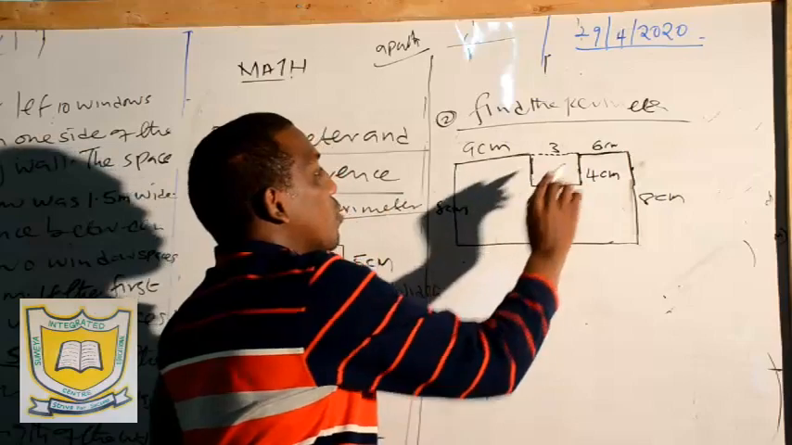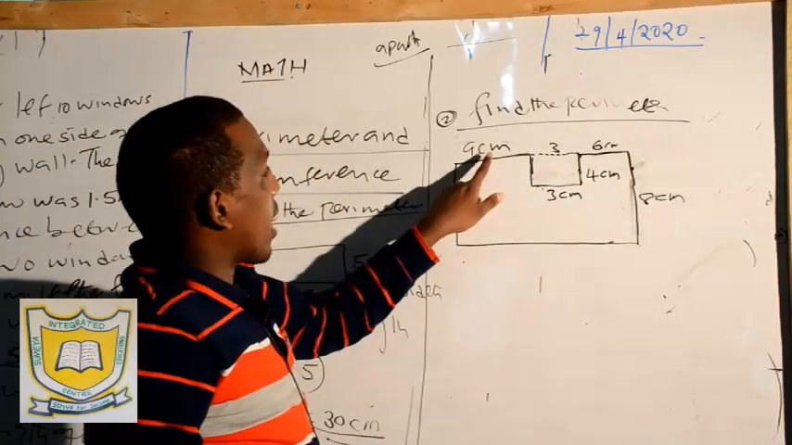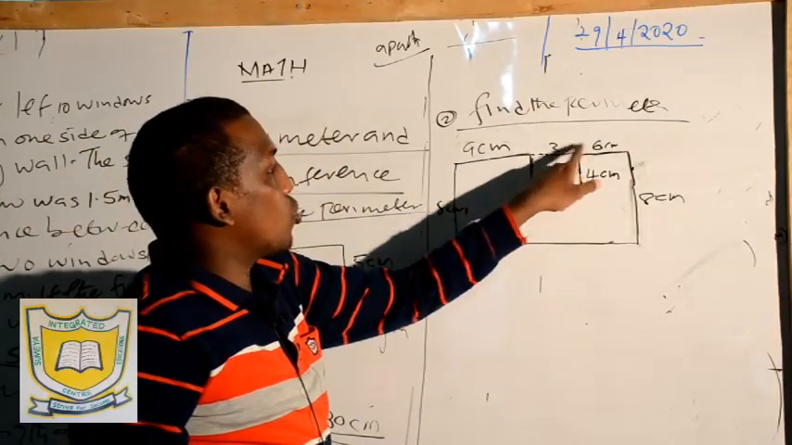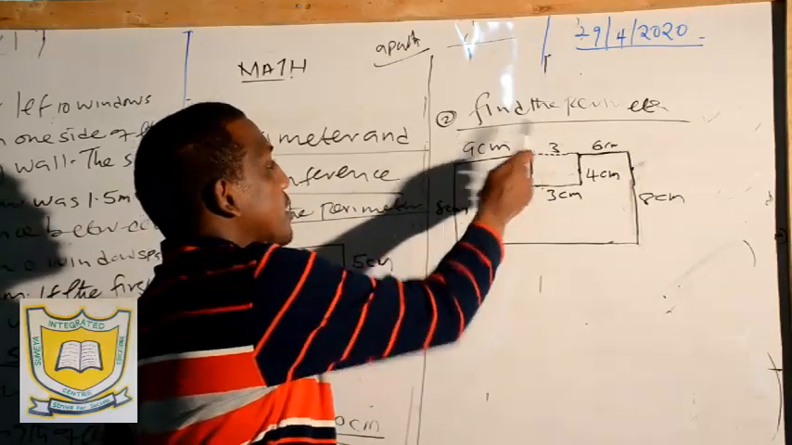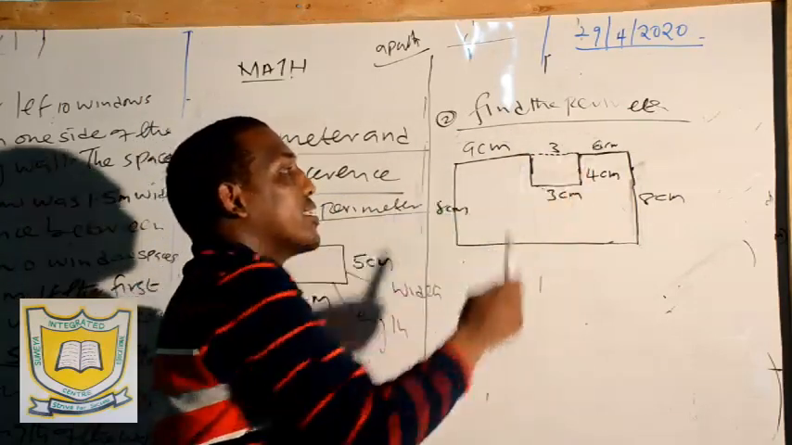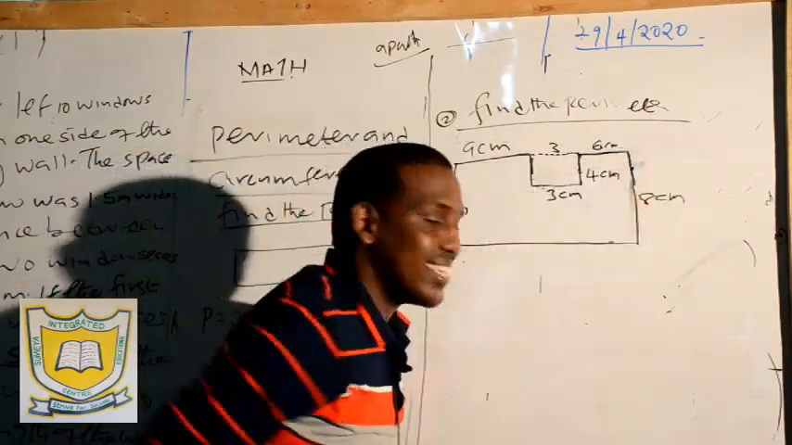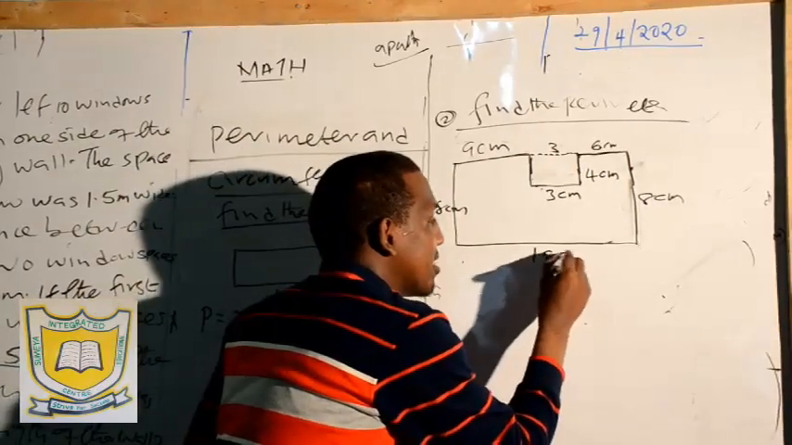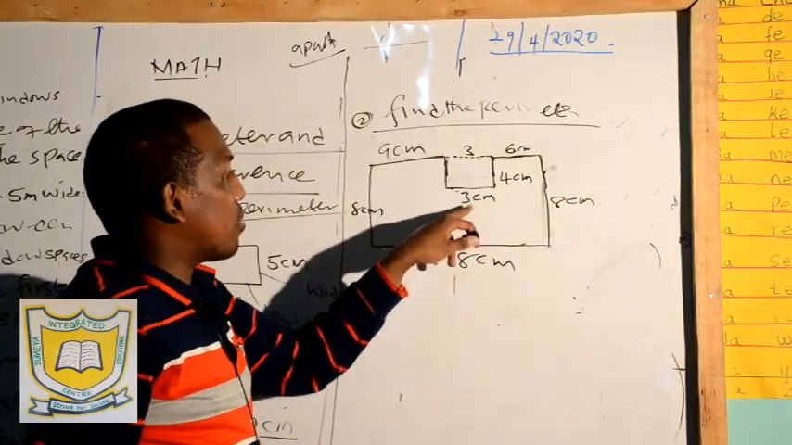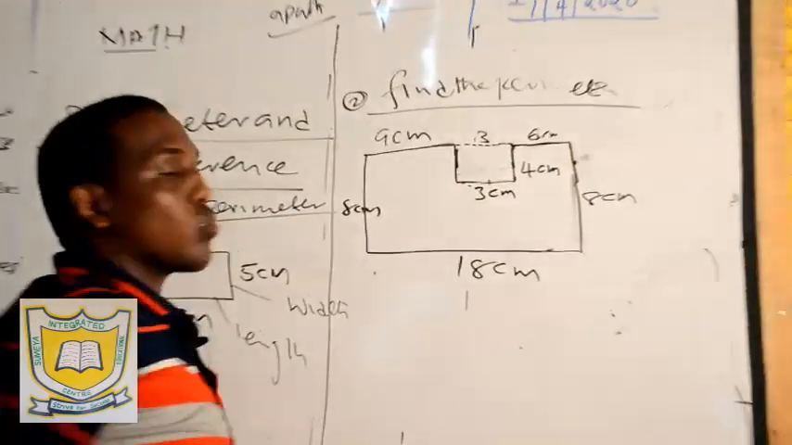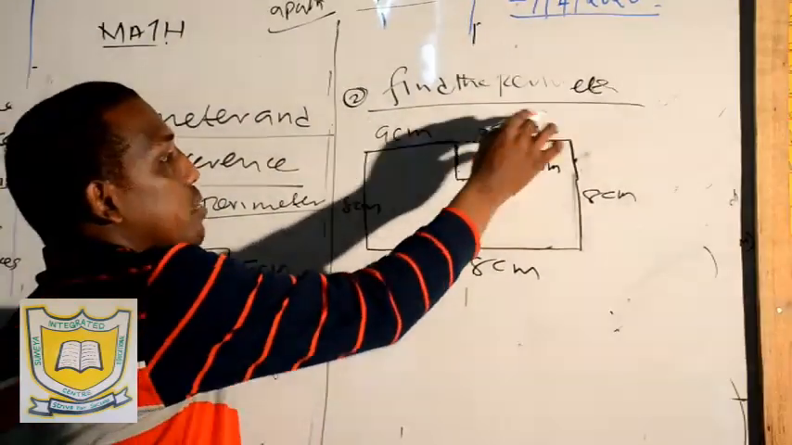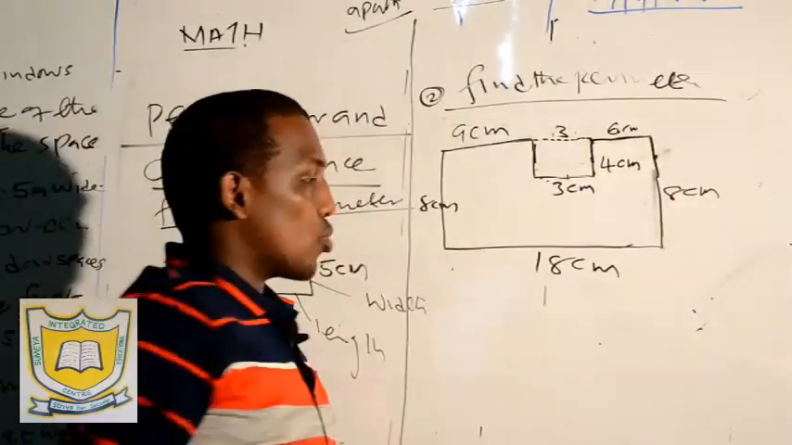The whole of this line will become, you say 9 plus 3 is 12, 12 plus 6 is 18. The whole of this line is 18. This line will also become 18 centimeter. We have dotted because this line resembles this one. So 9 plus 3 plus 6 is 18. This line is also 18.